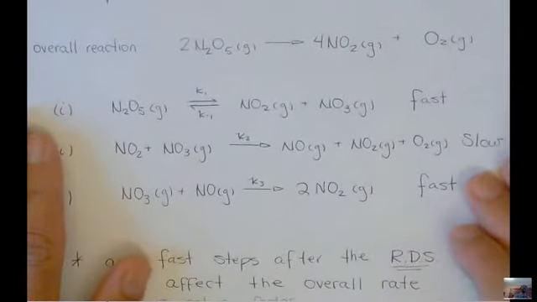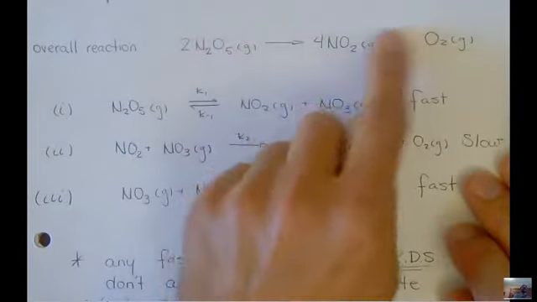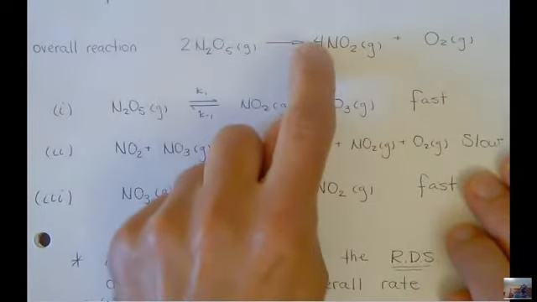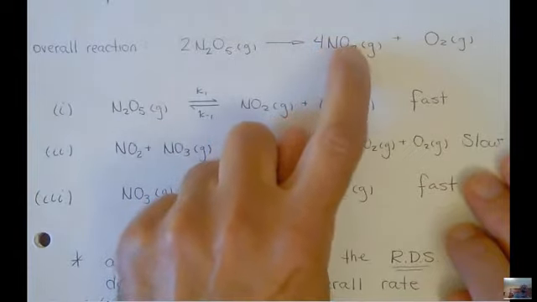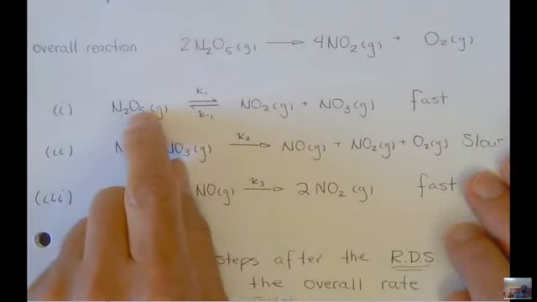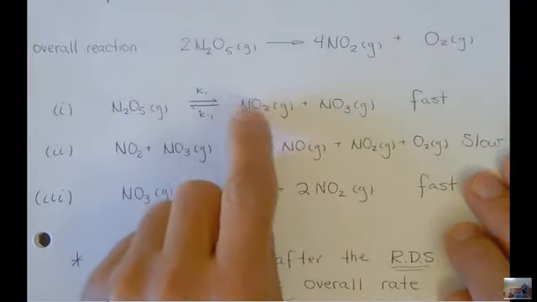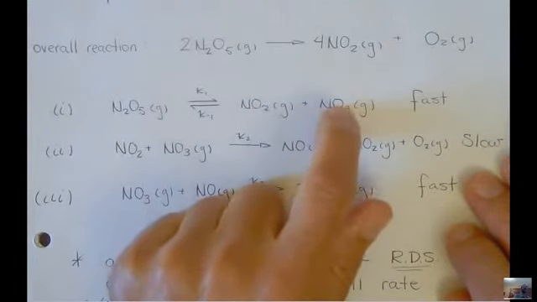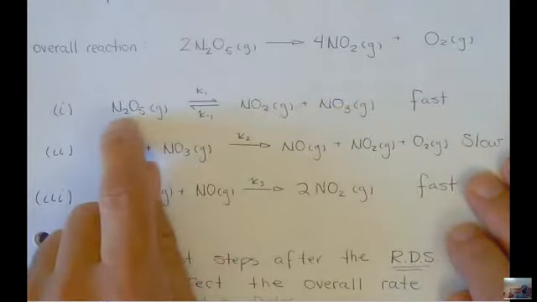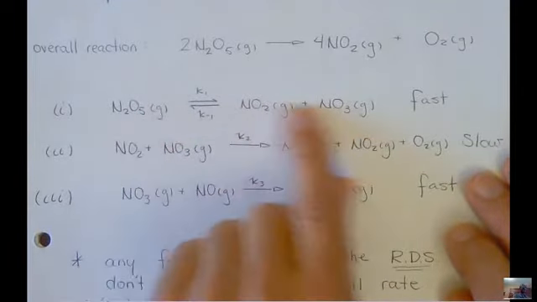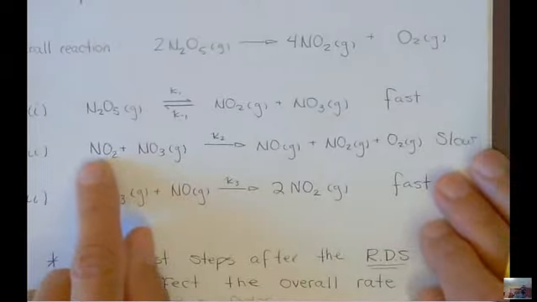How's that? Okay, here's the overall reaction. Dinitrogen pentoxide breaks into 4 nitrogen dioxides plus oxygen. So, a different chemical reaction. Okay, this is a fast equilibrium step. So it can go to the right to decompose into NO2 and NO3, but the NO2 and NO3 can quickly come back to give you N2O5. Okay, so this is happening maybe 1,000 times faster than this dragging one.